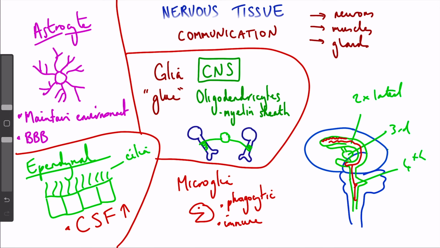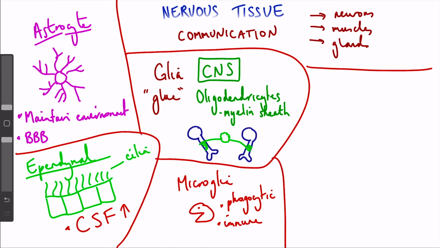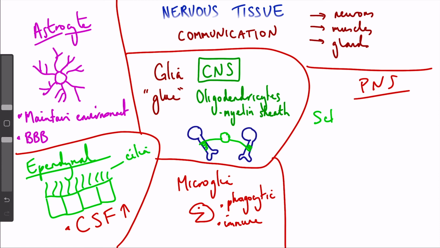Okay, finally, peripheral nervous system. If we look at the peripheral nervous system, there are two glia that you need to be aware of. So let's now take a look at the peripheral nervous system. First of which is something called a Schwann cell. Schwann cell. Okay, so Schwann cells are the oligodendrocytes of the peripheral nervous system.